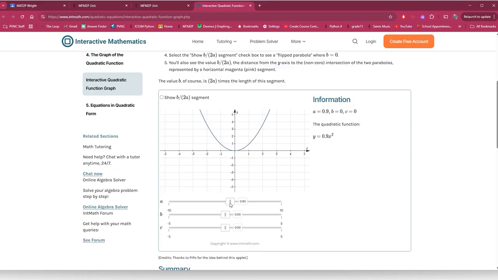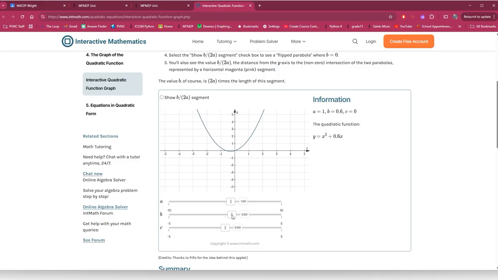Or we could reduce the size of a to a fraction. It's 0.5, or 1/2. There's 1/5. And notice that when we take it to 0, it becomes flat. Okay, so we'll move the value of a back up to 1 again, and let's start adjusting the value of b a little bit.